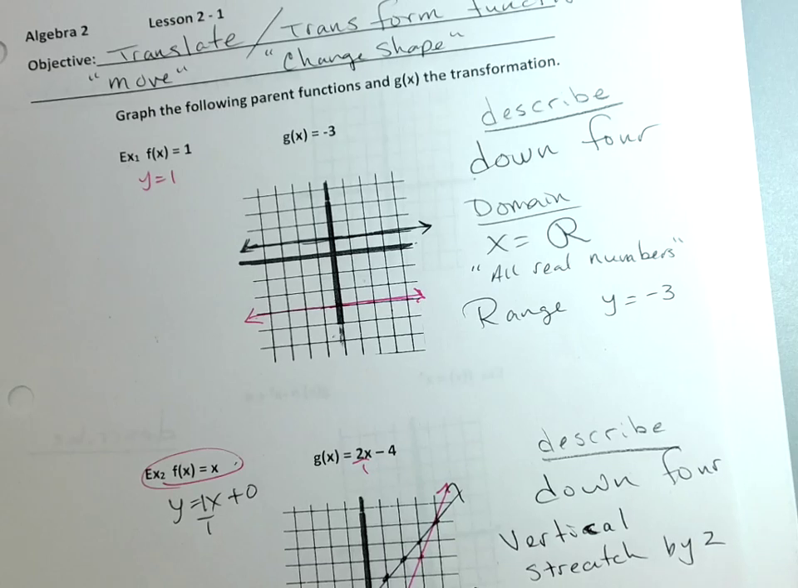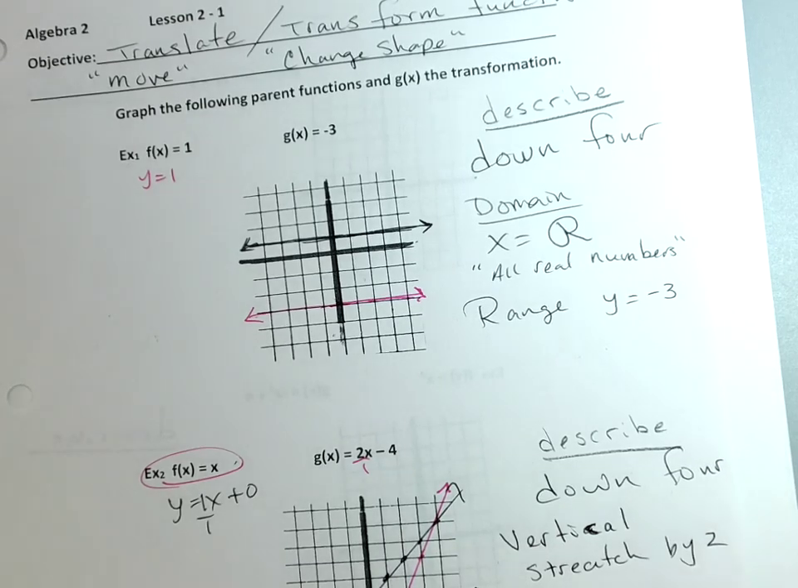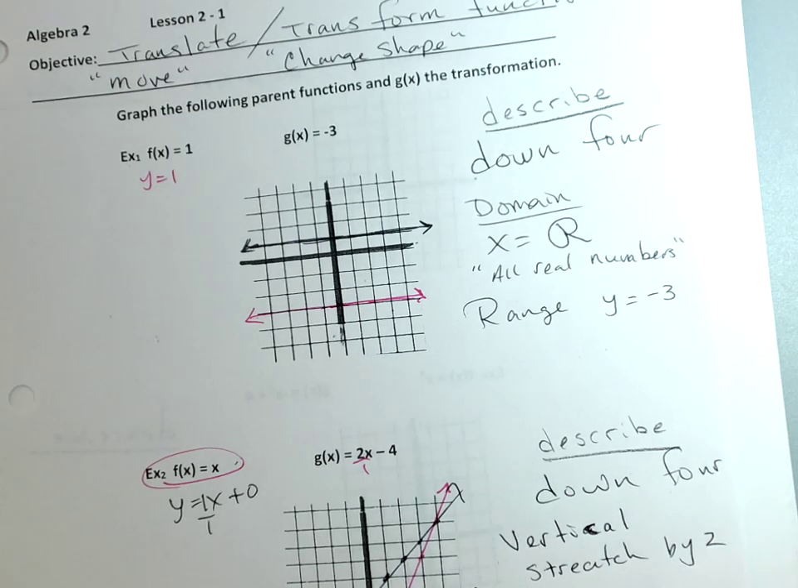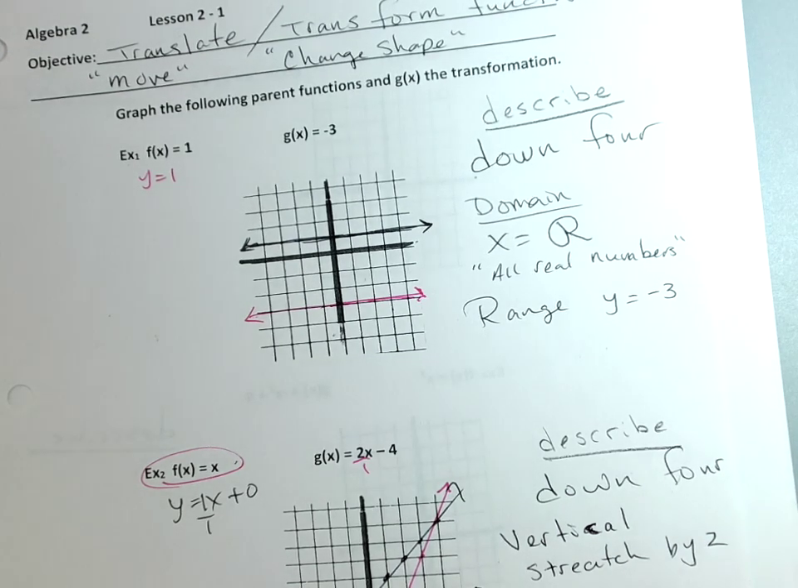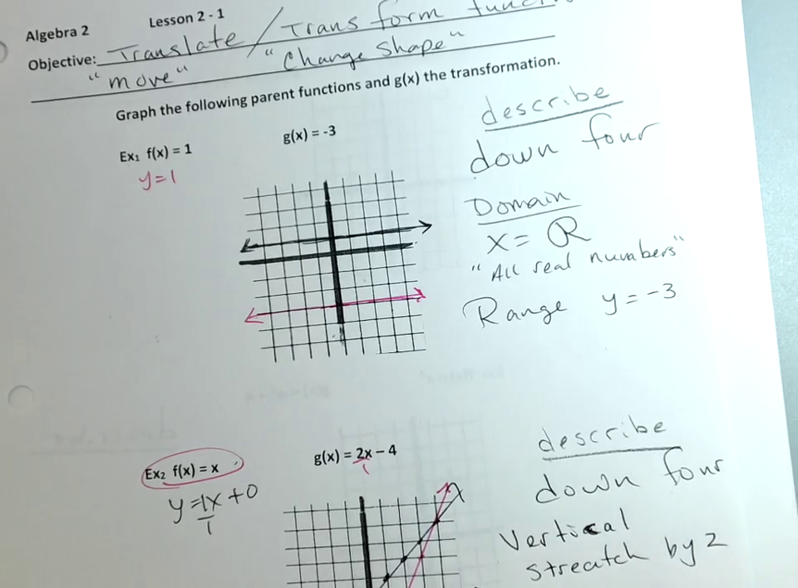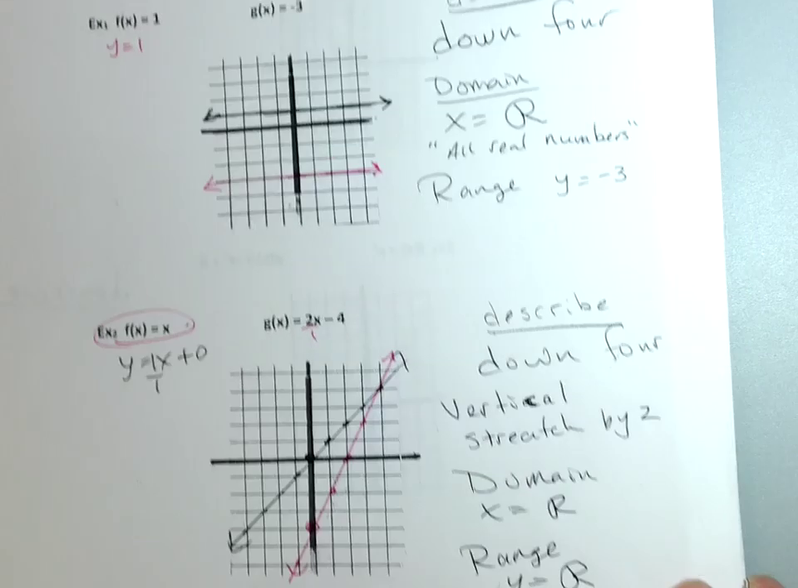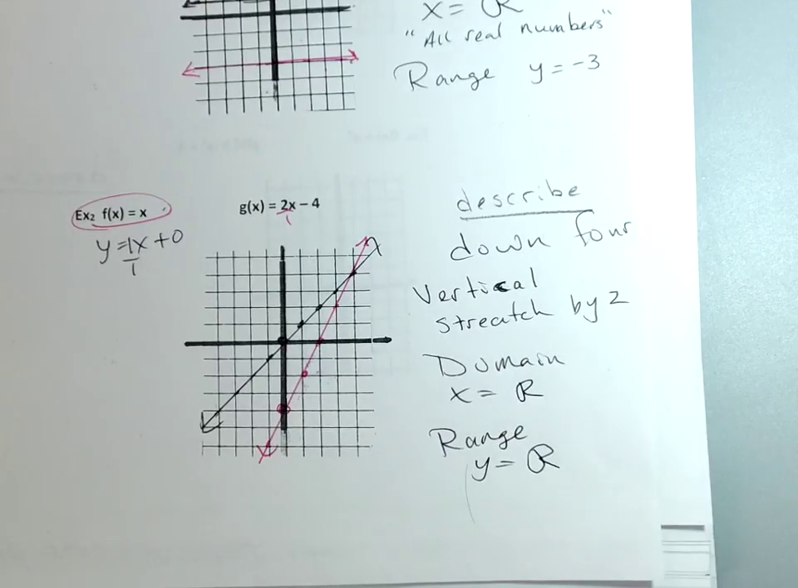Yep, x equals all real numbers because it goes forever in all directions, forever back and forth. And what about range? All real numbers. It's forever tall and forever down. So range is y equals all real numbers. How am I doing? Have I confused you yet, or am I good? Okay, Julia says thumbs up. Okay, turn the page when you're ready.